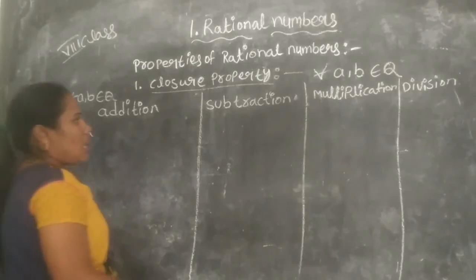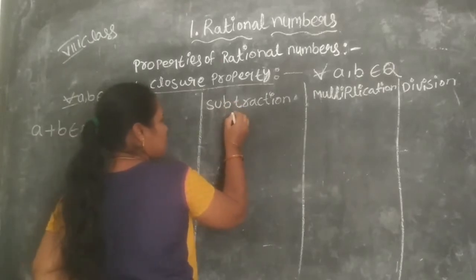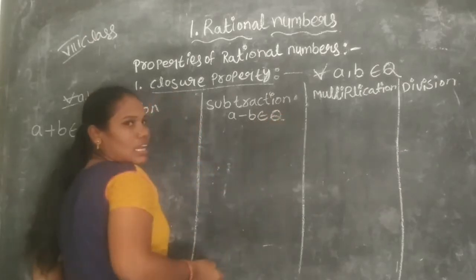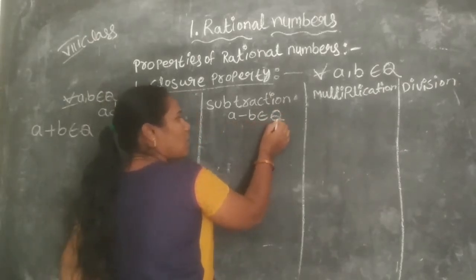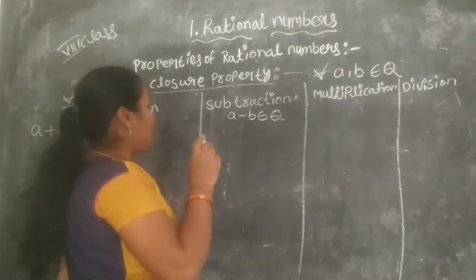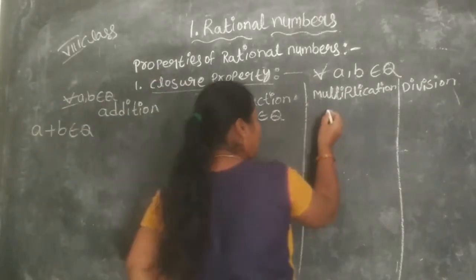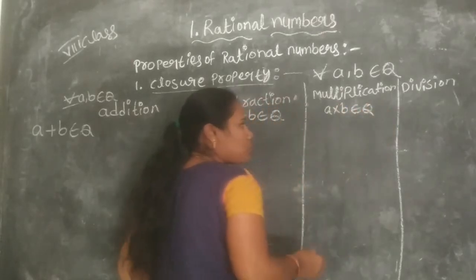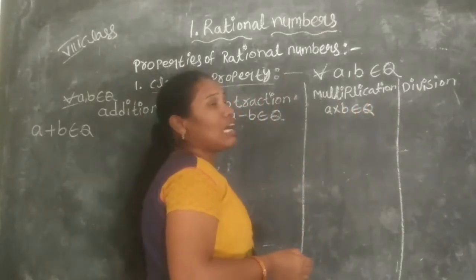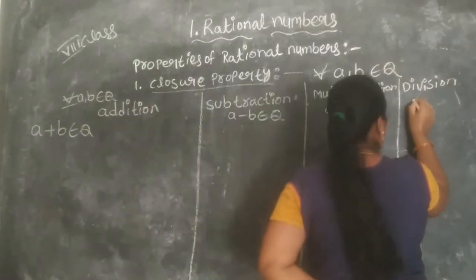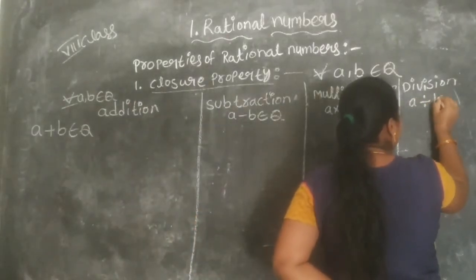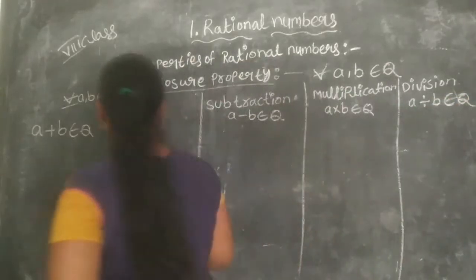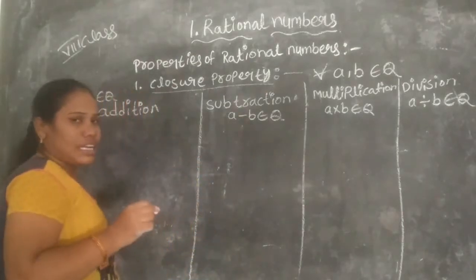Understood? Under subtraction, what is the formula? A minus b belongs to Q. So if we subtract, the solution will also be a rational number. Under multiplication, a into b belongs to Q, Q for rational number. And a divided by b belongs to Q is also a rational number. The answer should be a rational number.